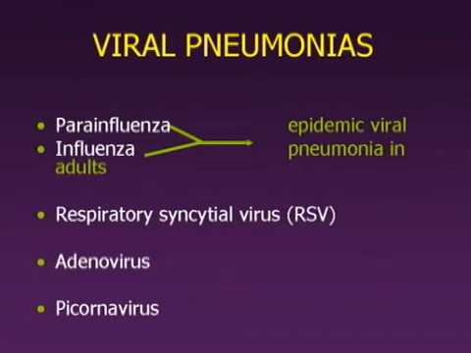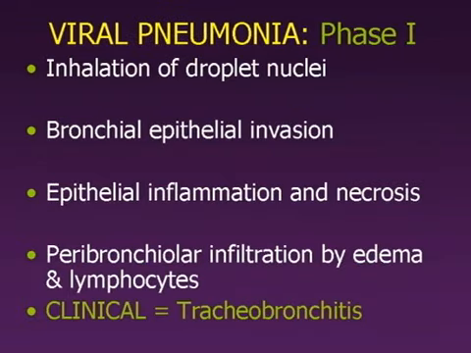Viral pneumonias in the adult population are primarily due to parainfluenza and influenza viruses, with RSV, respiratory syncytial virus, fairly contained to the pediatric population. Parainfluenza and influenza are the cause of epidemic viral pneumonia in most adults. The infection moves through three phases, and the radiographic findings in a viral pneumonia are therefore going to follow along. The inhalation of the droplet nuclei is the point of infection. This happened to you this morning when somebody sneezed as you were picking up your bagel.